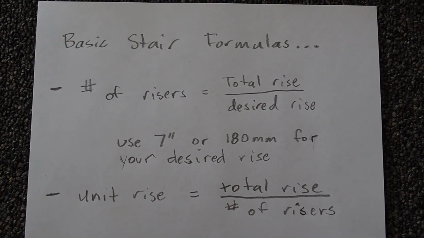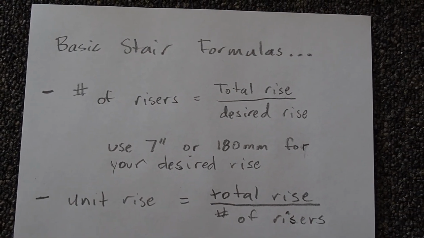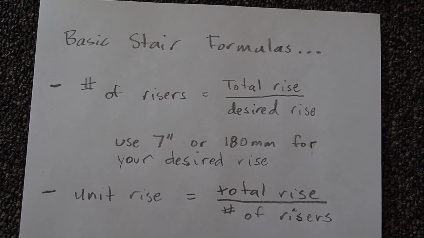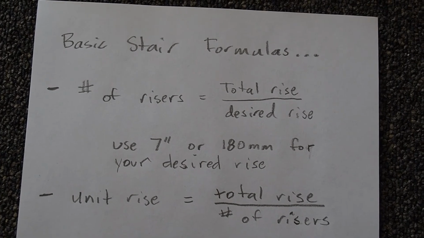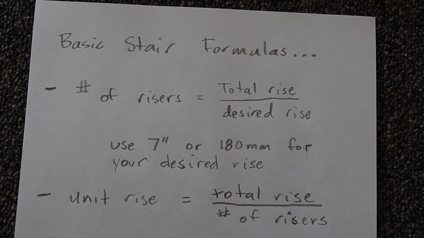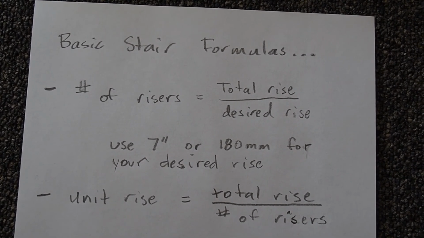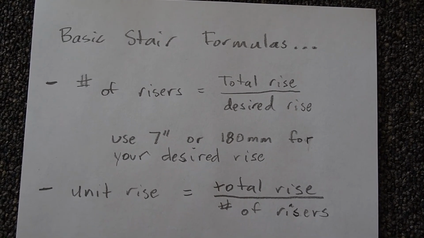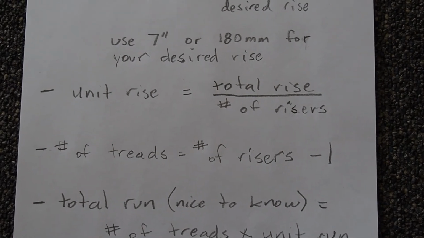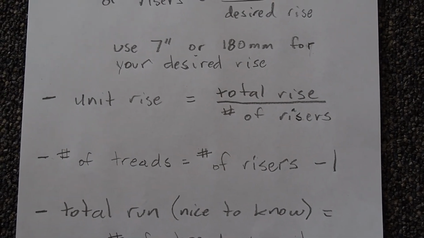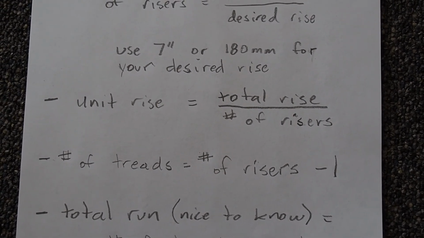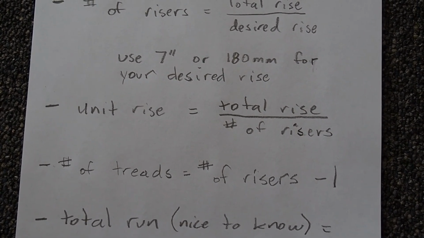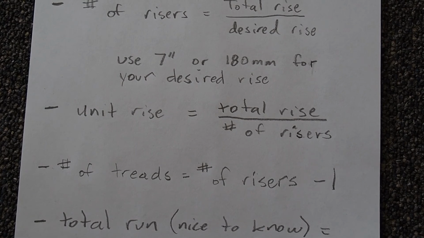So to recap, here are the basic stair formulas. The first one is the number of risers. How many steps are there going to be? The number of risers is the total rise divided by the desired rise. Use 7 inches or 180 millimeters for your desired rise. The next is, what is your unit rise, or how big is each step going to be? To find that, unit rise is equal to total rise divided by the number of risers.